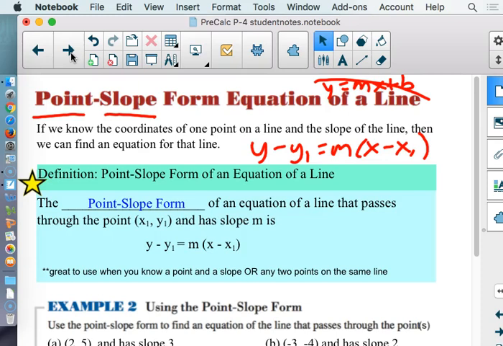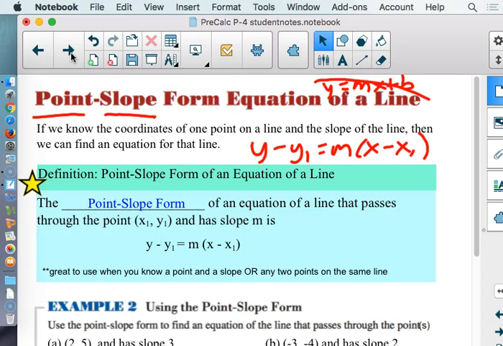And obviously, if we get a point and a slope, we'll use this. Not so obvious maybe is what if it's two points? But we've done that before. If we have two points, we can find the slope like that, and then we have a point and a slope, and we can use this formula.